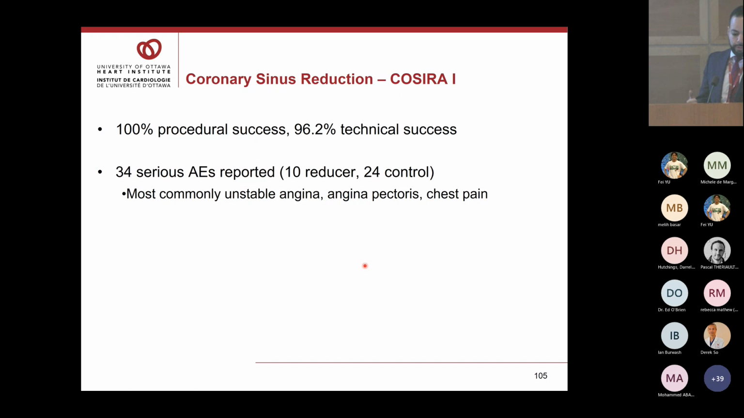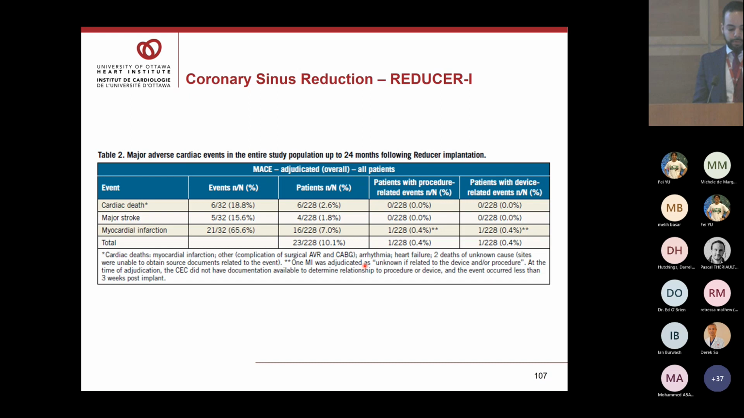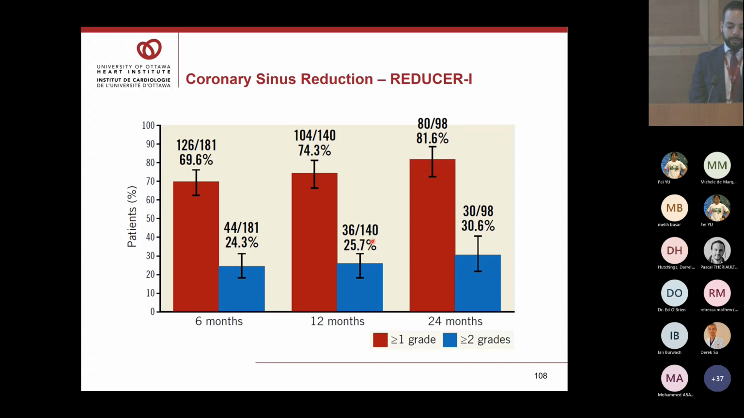And I'll show you the real-world, or observational, data that's out there. There's this observational study called Reducer One, which looked at this device in 228 patients. There's retrospective and prospective data, but all observational. They show that procedural events were quite low, 0.4% procedural events related to this device. There were low rates of death, major stroke, and MI in a patient population with known severe coronary disease unresponsive to medical therapy. In terms of efficacy in the real world, at 2 years, 82% of patients had a one grade reduction in their CCS score, and 31% had a two grade reduction. So from this study anyways, improvement in their angina.